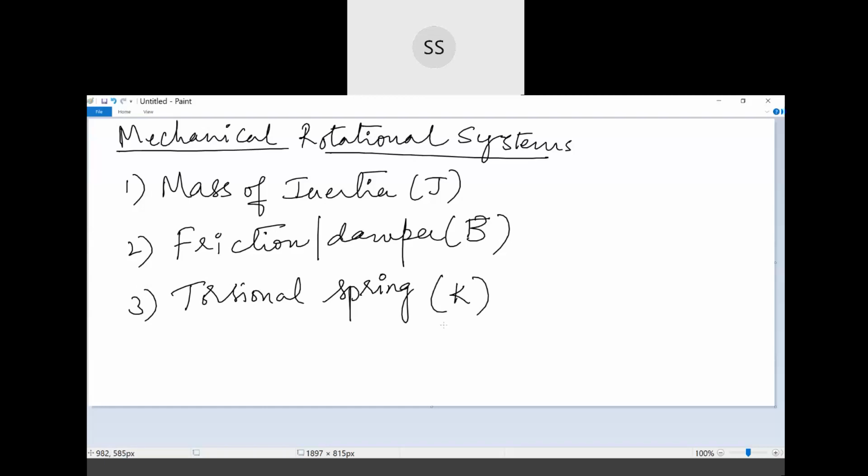And here, in case of rotational elements, the elements are applied a torque T. So this torque is the one which is going to put these elements in rotation or in rotary movement. Therefore, we will write the force balance equations, which are now called torque balance equations in case of rotational elements. So let us individually consider the three elements J, B, and K, and we'll write the torque balance equations for them.